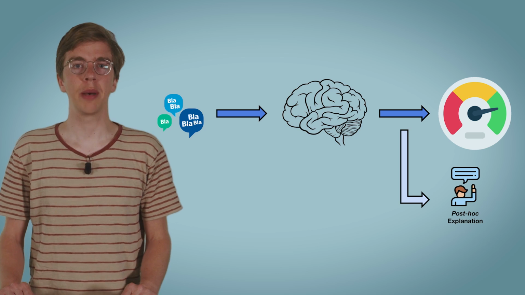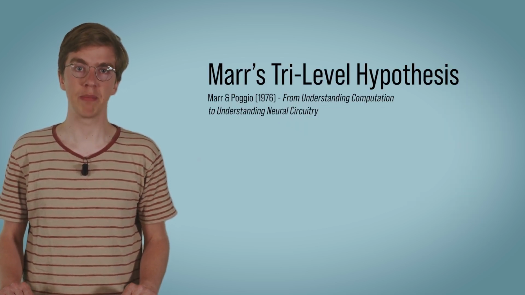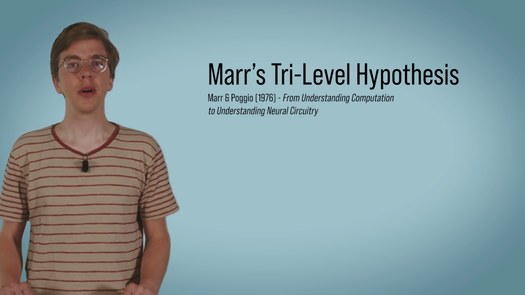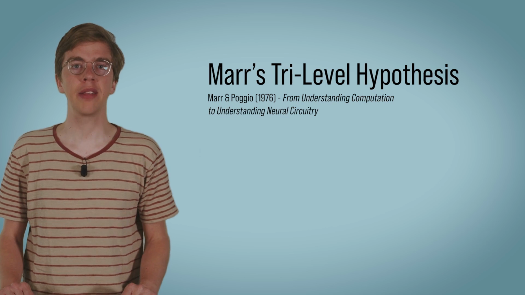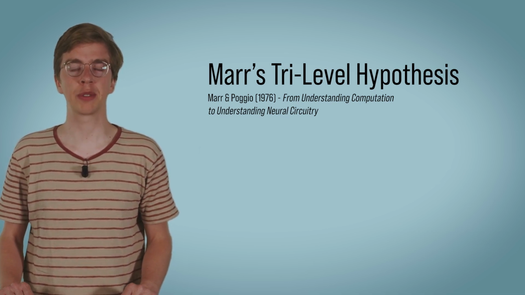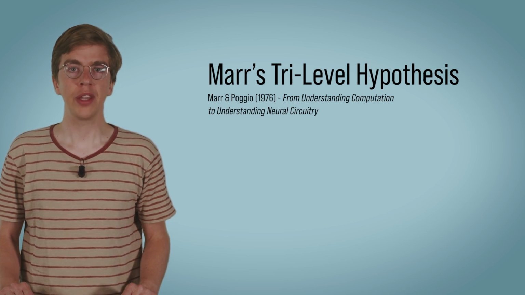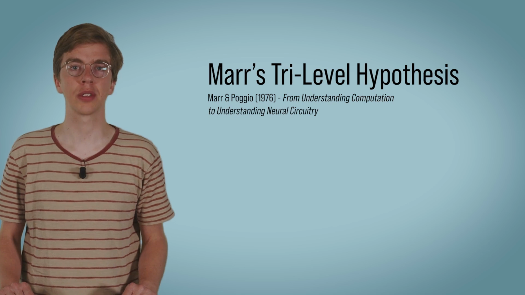An important concept from cognitive science is the tri-level hypothesis of David Marr. This hypothesis states that cognitive systems must be explained at 3 different levels of analysis at varying levels of abstraction. We can use these levels as inspiration for explaining neural networks.